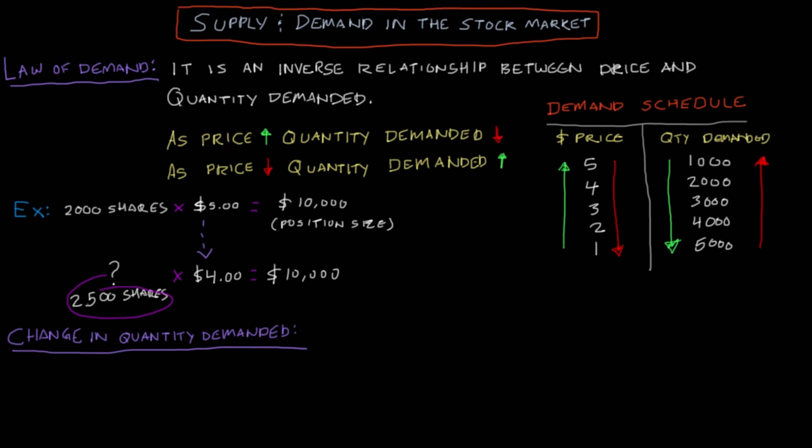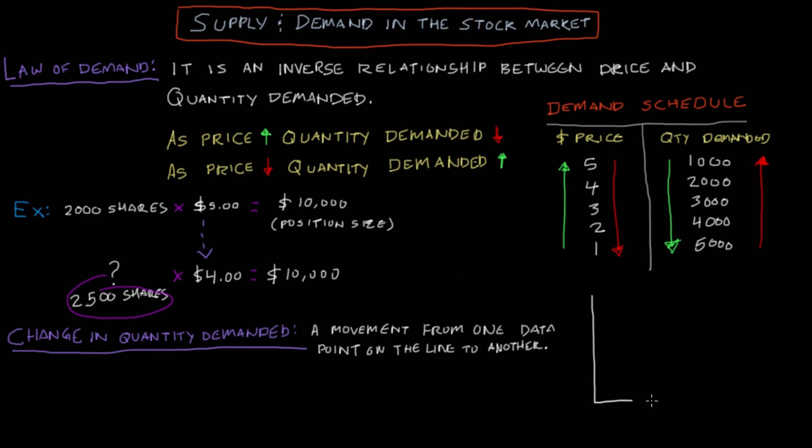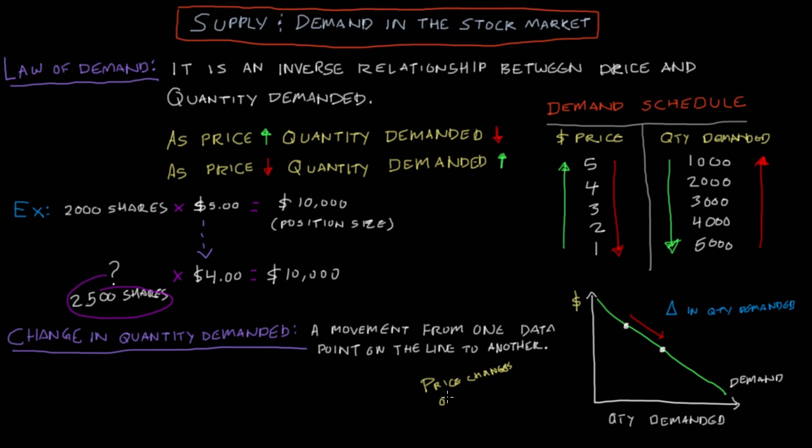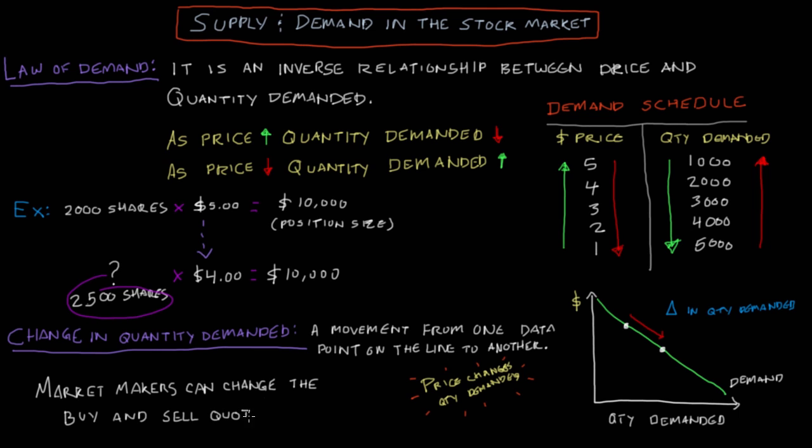A change in quantity demanded is a movement from one data point on the line to another. Essentially, when the price of the stock changes, this will move the quantity demanded along the demand curve. The example that I provided earlier describing the law of demand and $10,000 worth of PharmaCorp stock is a prime example of a change in quantity demanded. Price changes quantity demanded, but you might ask, what or who changes the price of a stock?